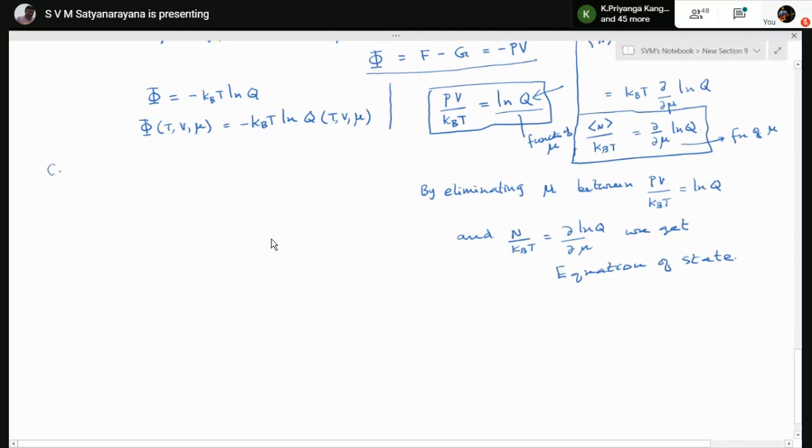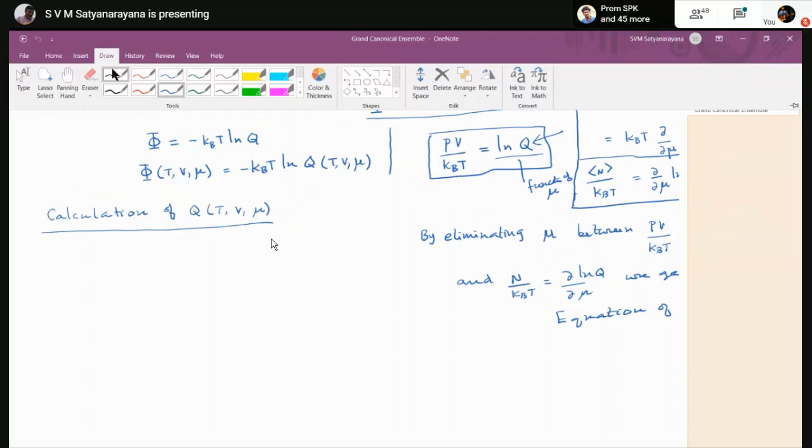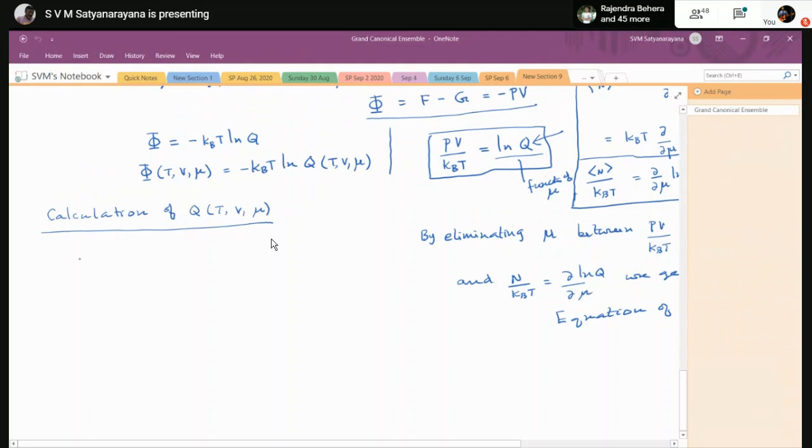So let's look at the calculation of the partition function. This is something which is important. I want you to recall we had looked at some problem earlier. Let's go back and recall this result. We had 10 spin half particles, spin half particles in a magnetic field.